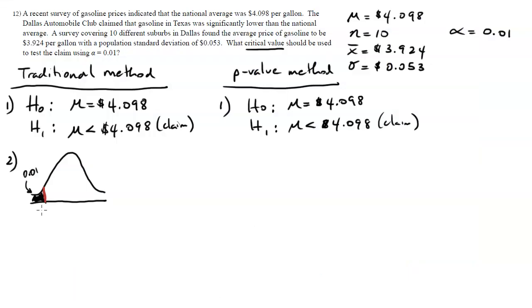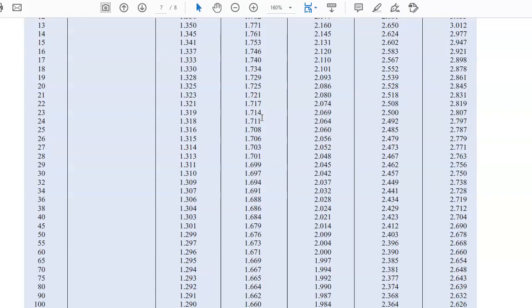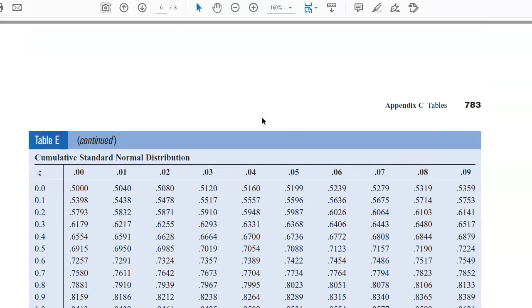So this value here is not 2.33 or 2.326, it's negative 2.33. That's the answer to the question. Negative 2.33. Or negative 2.326, whichever one you see. Okay, so that's step 2. Step 2 of the hypothesis testing process.